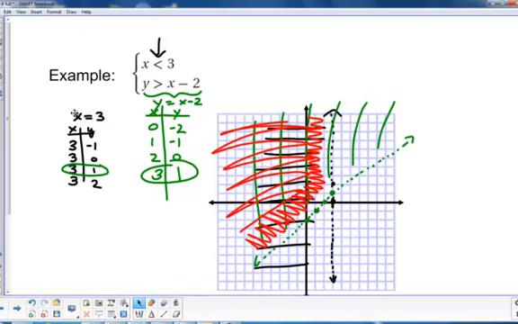And it would also be a good idea to test. Like you could plug in (0, 0). That's a point that's in the solution and make sure it works. Is 0 less than 3? Yes. Is 0 greater than negative 2? Yeah. So, good.